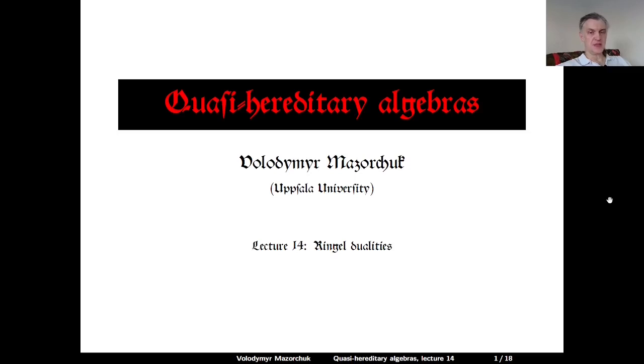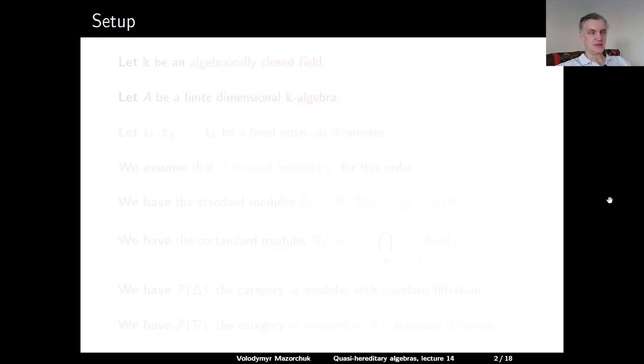Quasi-hereditary algebras, lecture 14, Ringel dualities. Let us start with the setup and with recalling what we did in the last lecture. Let K be an algebraically closed field and A a finite-dimensional K-algebra.